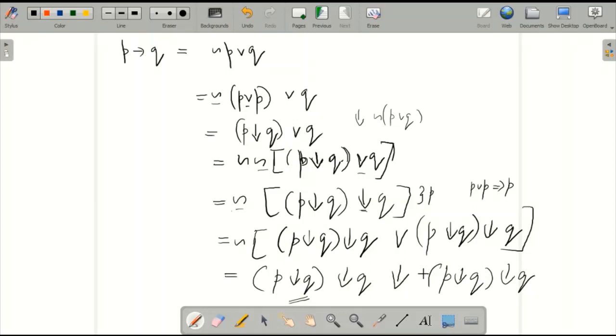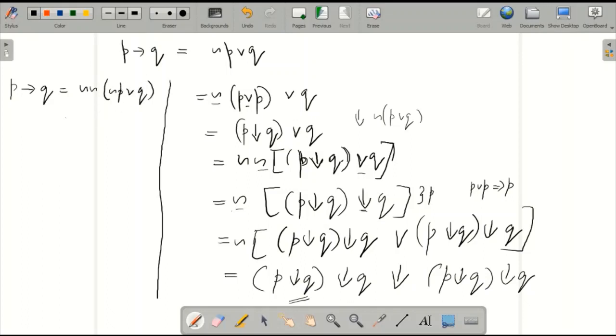Now I want to get NAND. So if I want to get NAND, what can I do? I'll solve one more method over here. This is one way. If I want to get NAND, I can just apply double negation. I'll try to apply double negation for this P or Q. What will it be?